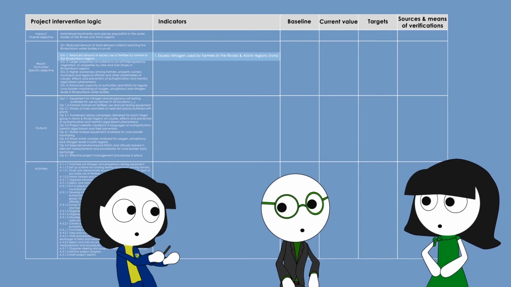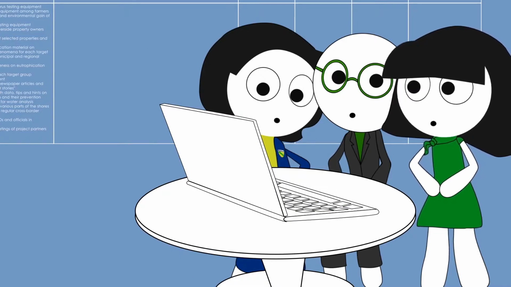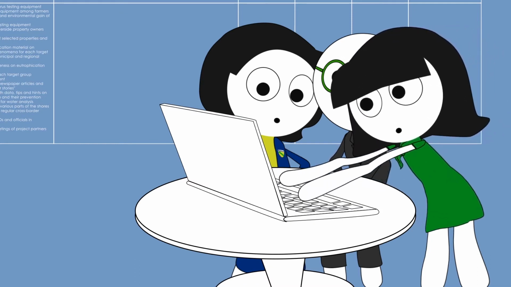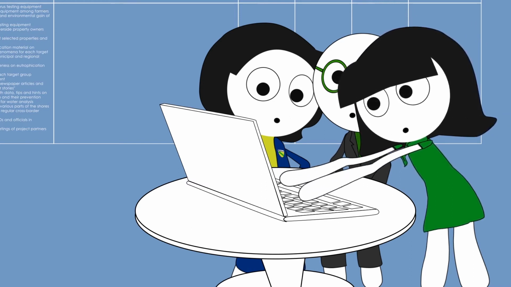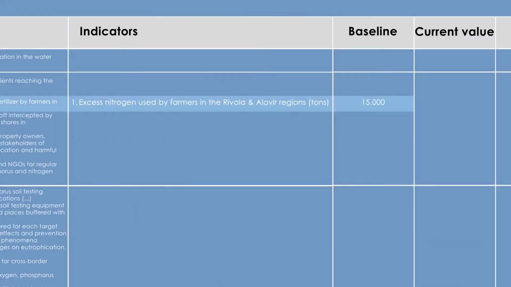Impossible to say if we don't have any baseline. Our partners find out rough estimates from the previous year, based on which it is possible to calculate an excess use of around 15,000 tons of nitrogen annually in total for both sides of the border. It is decided to take this number as the baseline for this indicator.